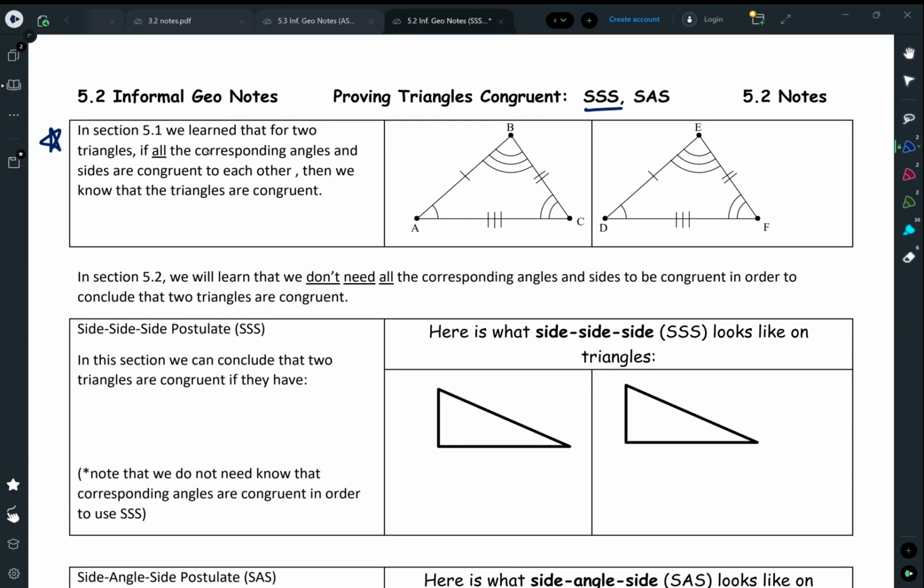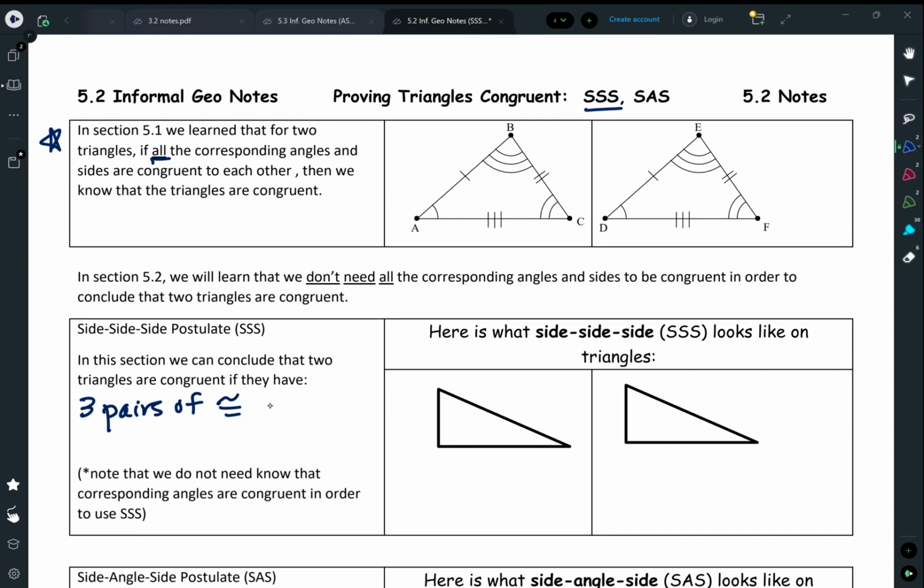In section 5.1, we learned that for two triangles, if all the corresponding angles and sides are congruent to each other, then we know the triangles are congruent. In this section, we are learning that we don't need all of the parts to be congruent in order to conclude the two triangles are congruent. So, in this section, we can conclude that two triangles are congruent if they have three pairs of congruent sides.